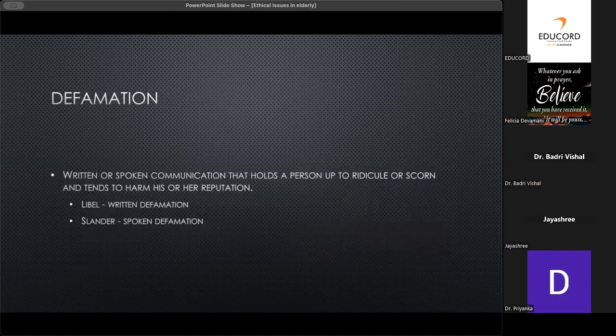So you need to make sure that your patient has all the information about all these kinds of rights, what are his or her rights and what can be done for this particular thing.